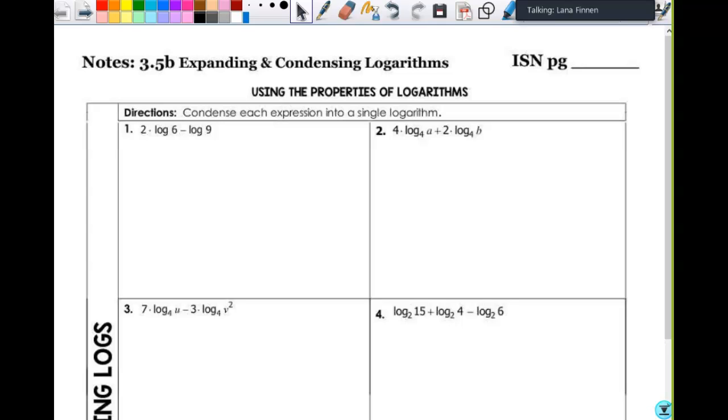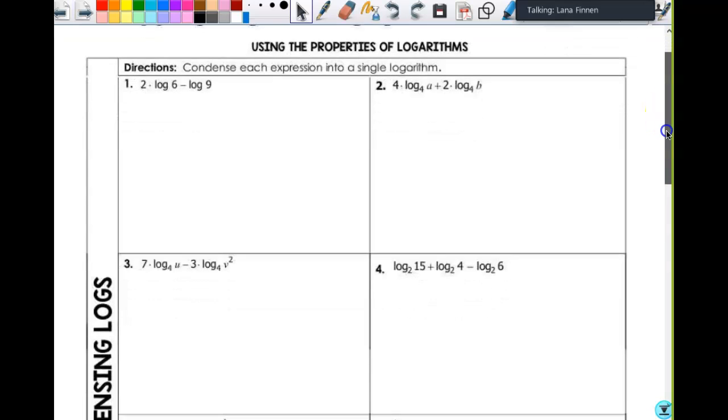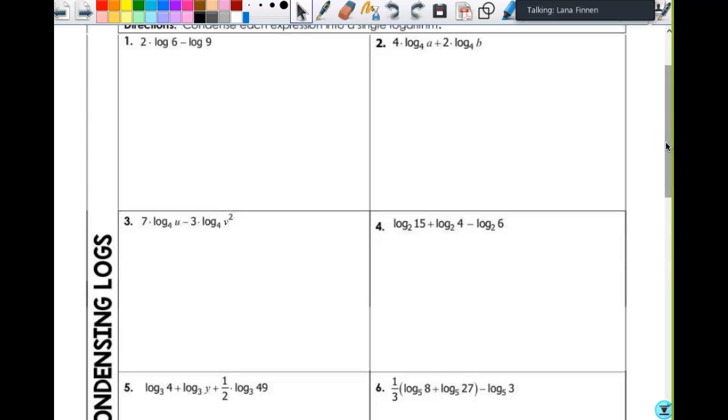Alrighty, so we are going to be expanding and condensing logarithms. We're going to be using those properties that we talked about yesterday and using them more than just one at a time here. All right, so the instructions on this first page are to condense them. So we have this written out as two terms, but we're going to be able to condense them down a little bit smaller. Now, when we do this, we can't just have random stuff there.